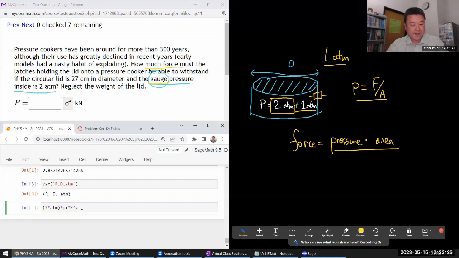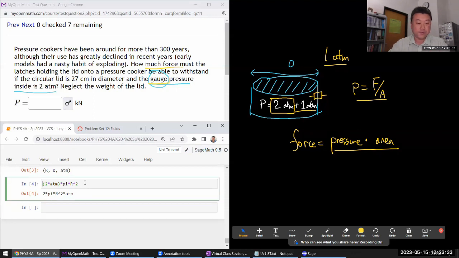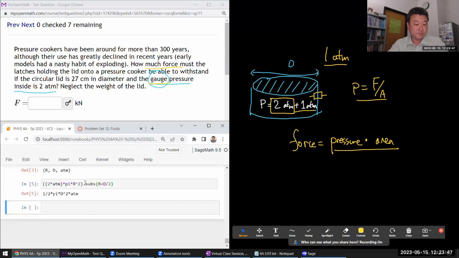And this is actually a valid Sage Math expression, because I defined all the symbols, but it doesn't give us the number that we want. So we do have to work through it more. So one, I would want to substitute r in terms of diameter. So r is diameter divided by 2. Okay, that goes one step further. So after having done this, I can substitute what the diameter is.